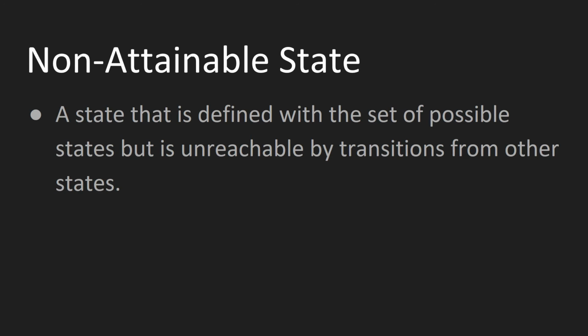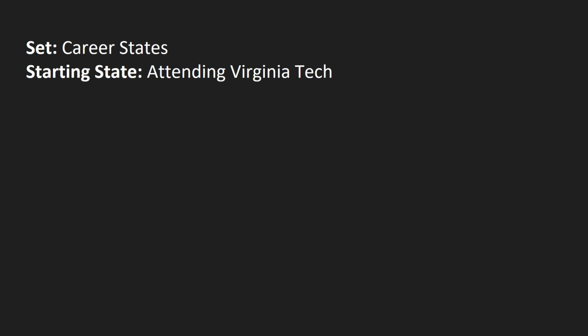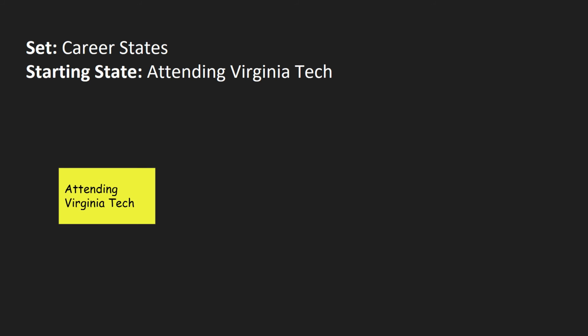One other kind of state is a non-attainable state. These states are defined by the set of possible states, but are unreachable by transitions from any other state. We will define a set of possible career states, and the starting state will be attending Virginia Tech. One other state in the state machine is success.